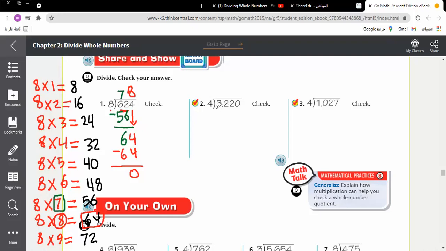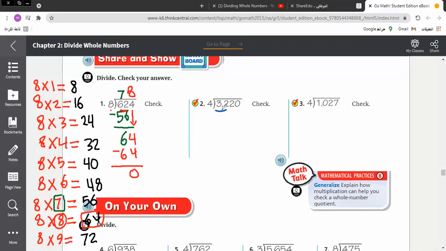Now they are 32. Can we do 32 divided by 4? Can you do this? Yeah, because 32 is bigger than 4. We can do this.